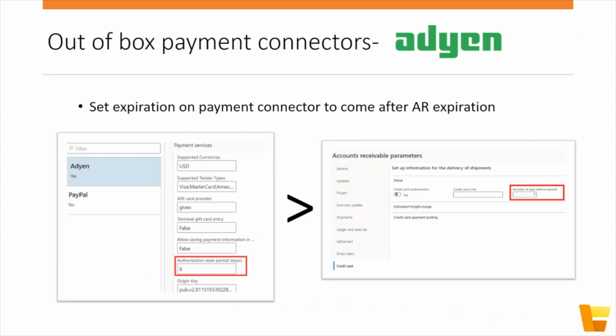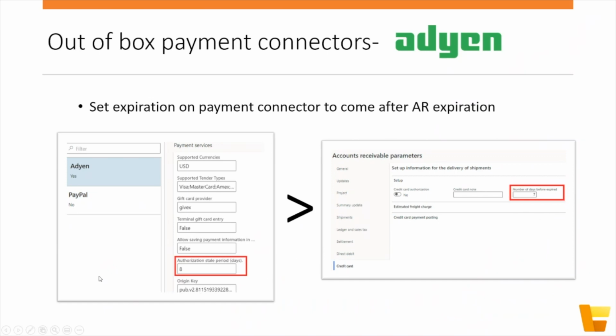Another key here is we've got two different expirations. One is in the Adyen connector, and one is in accounts receivable parameters. And the main thing you need to take away is that this authorization stale period should be set for a greater period than your authorization expiration period in accounts receivable.